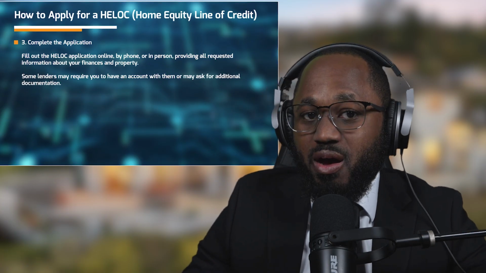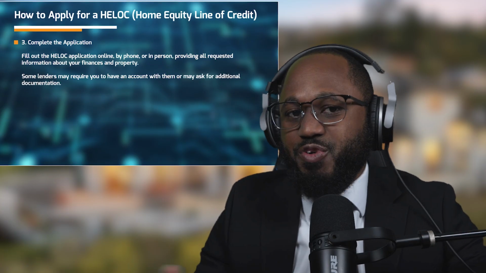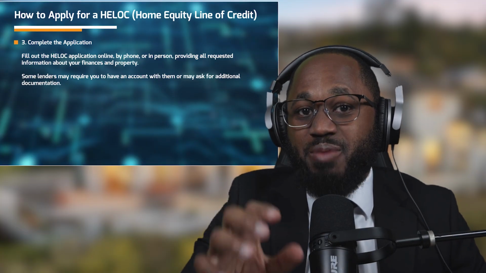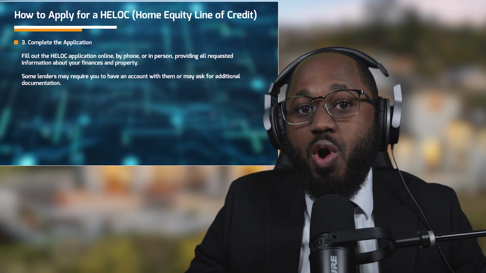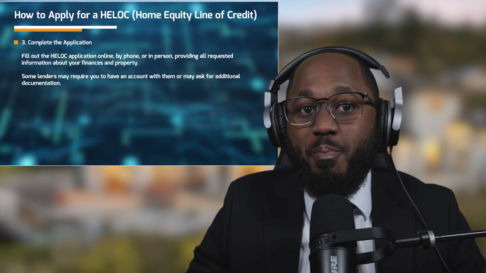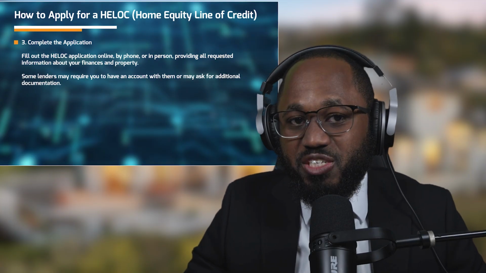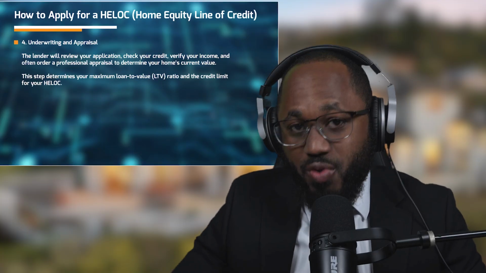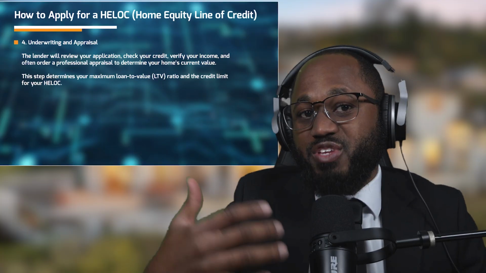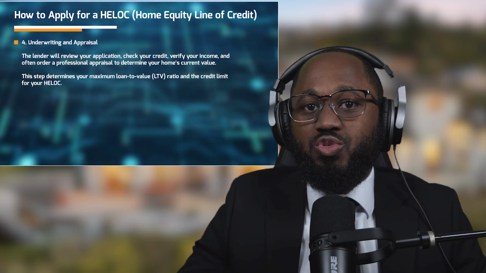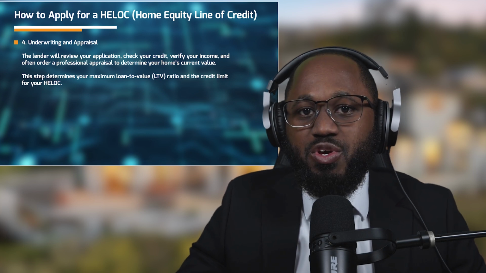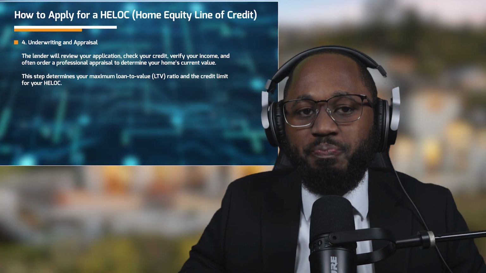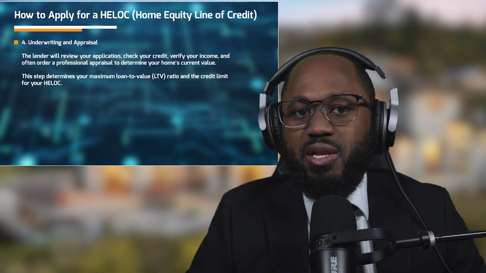So fill out the HELOC application online, by phone, or in person, providing all requested information about your finances and property. Some lenders may require you to have an account with them or may ask for additional documentation. The lender will review your application, check your credit, and verify your income, and often order a professional appraisal to determine your home's current value. So this step determines your maximum loan to value ratio and the credit limit for your HELOC.